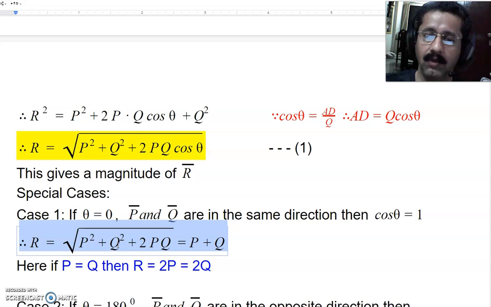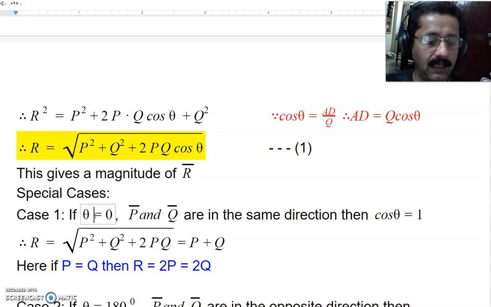Since that is equal to P plus Q the whole bracket squared, I observe R is only equal to P plus Q. So this is what was known to me, that when P and Q both are in the same direction, the resultant R is only equal to P plus Q. One more special case I can add: if P and Q were of equal magnitudes and in the same direction, it was just twice of P or twice of Q.